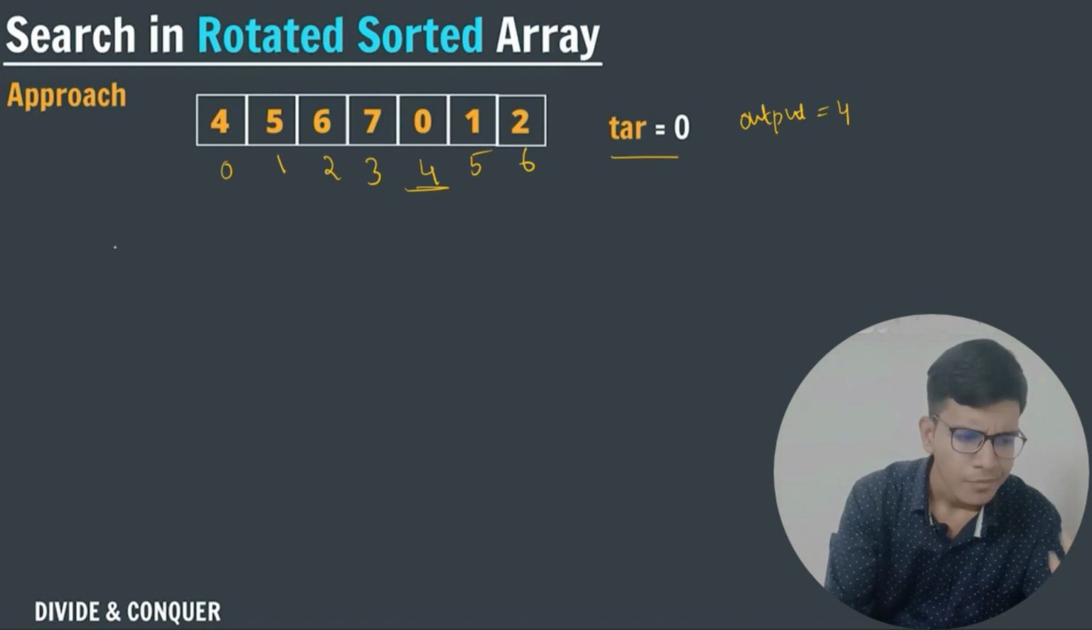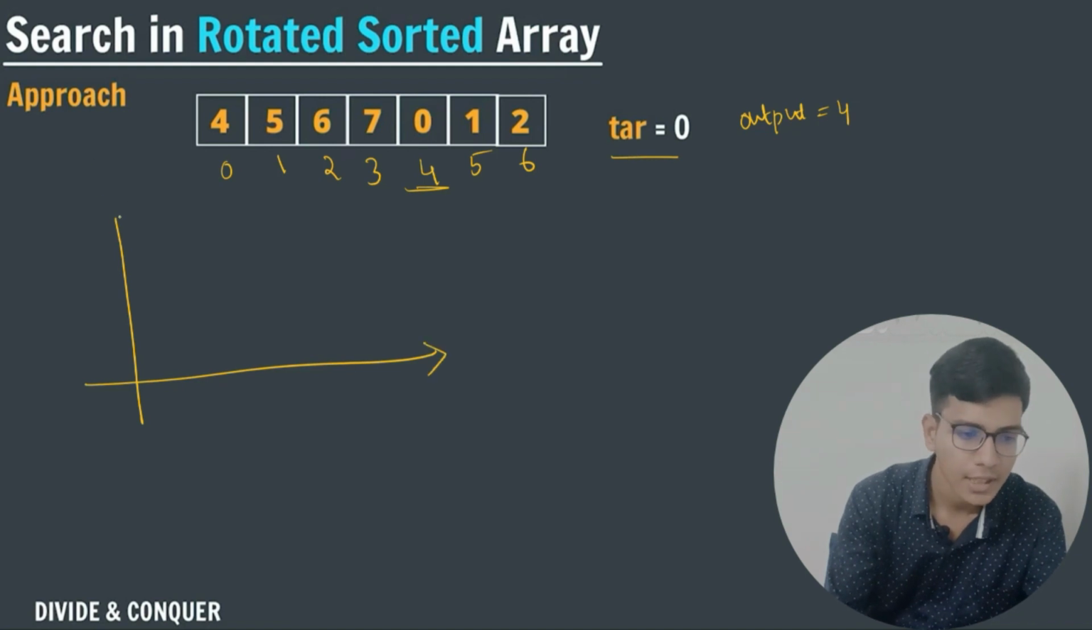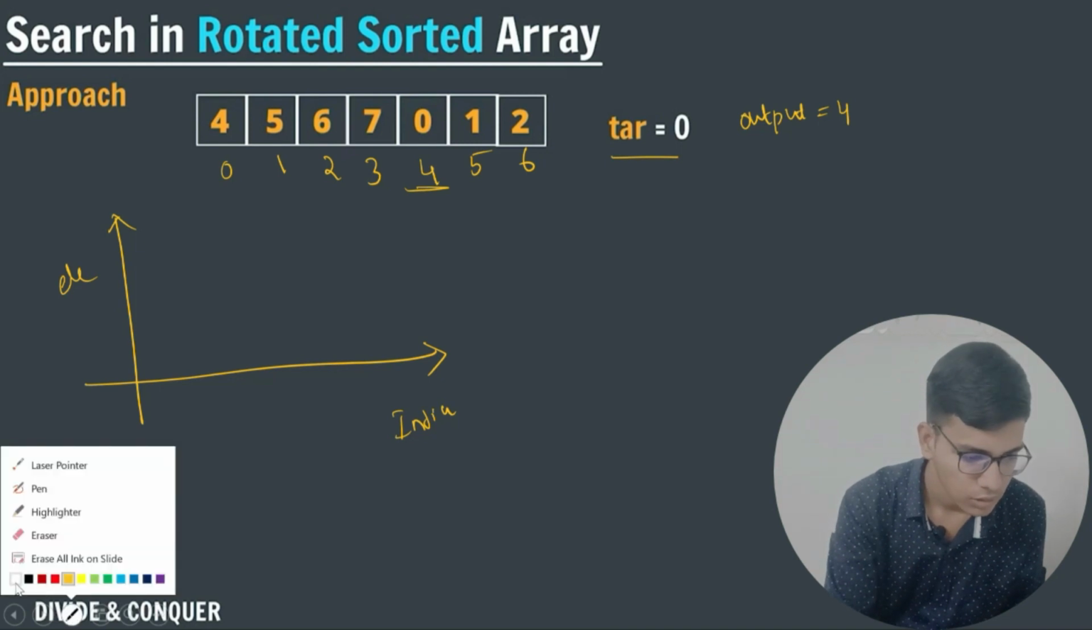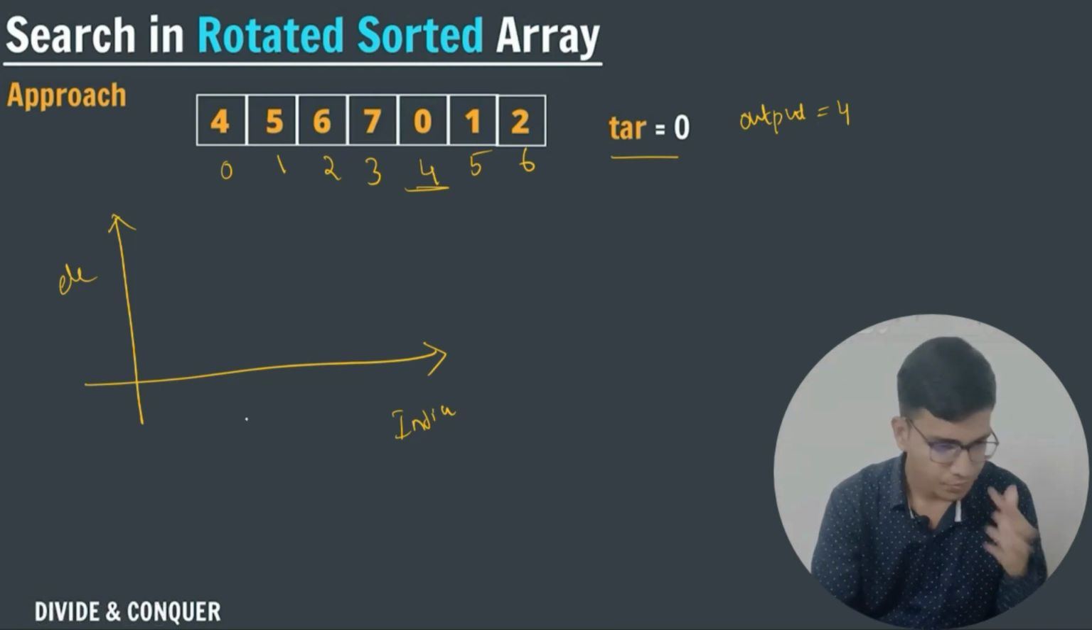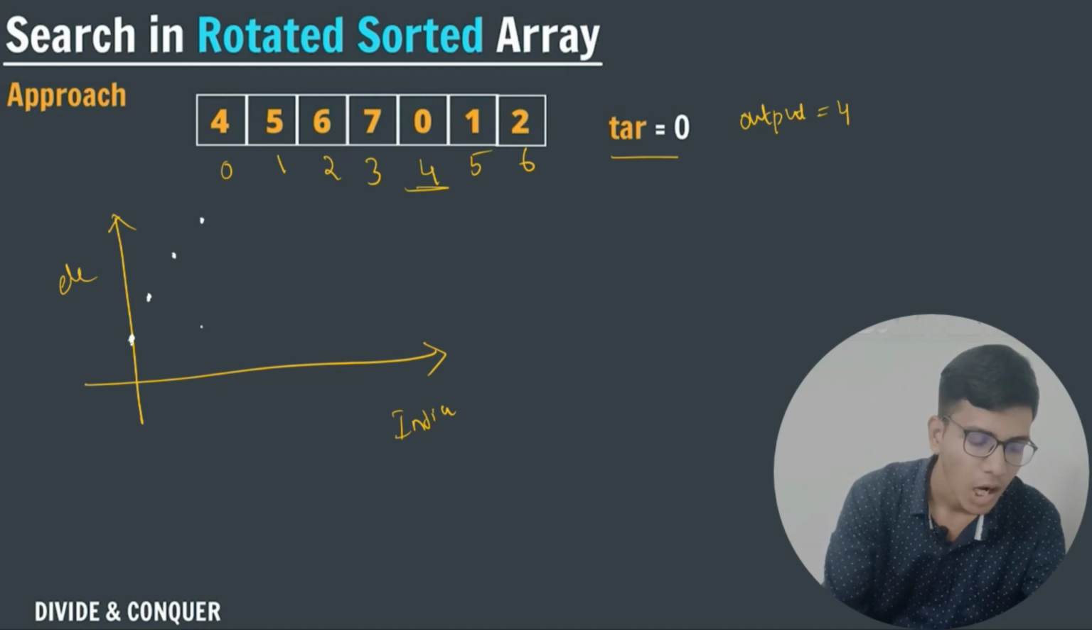Let me draw a graph of the given array. Let me consider that on the x-axis these are my indexes, and these are my elements. Now I'm changing my ink. Let me change to white. So at the 0th index, this is my 4th element. After this is my 5th element, after this is my 6th element, after this is my 7th element. After that the 0th element, first element, second element.